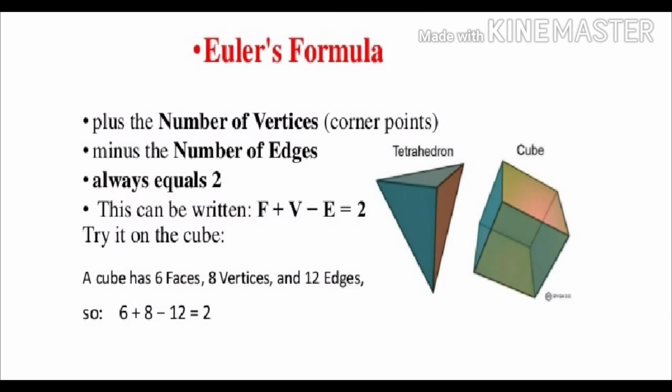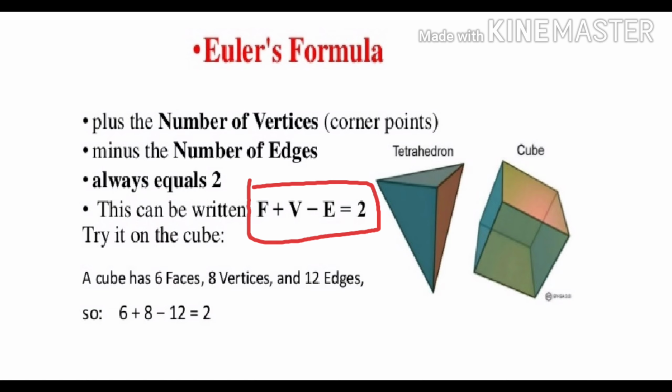Now there is Euler's formula which defines the relation between faces, vertices and edges of every type of solid shape. According to this relation, if you add the faces and the vertices and then subtract the edges, you will always get 2. This will apply to every type of solid shape.